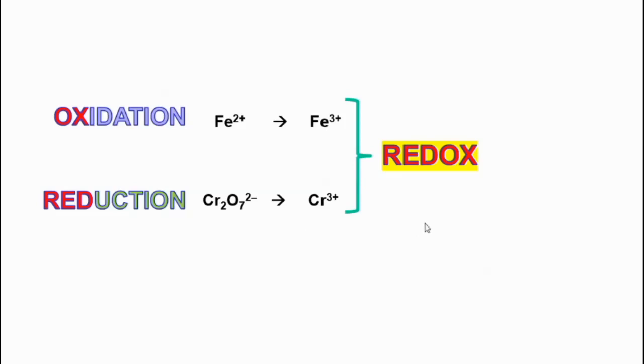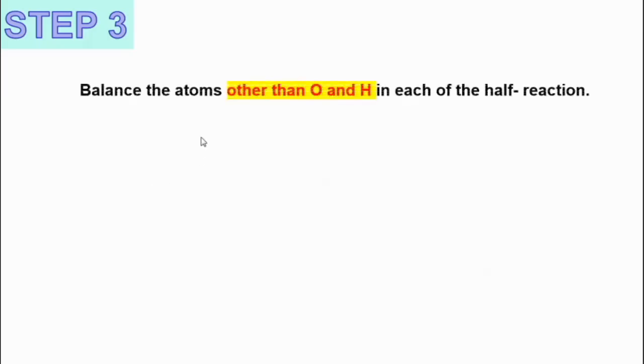Okay guys, so now let's move on to the third step. In step number 3, what we are going to do is balance the atoms. For this third step, we are going to balance the atoms other than oxygen and hydrogen in each of the half reactions. So now let's get back to the 2 half equations.